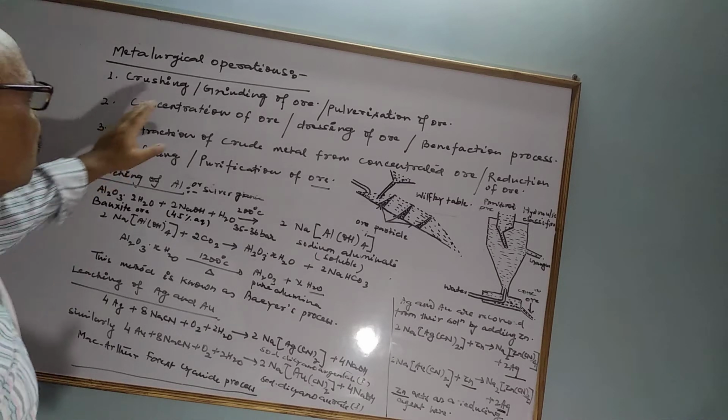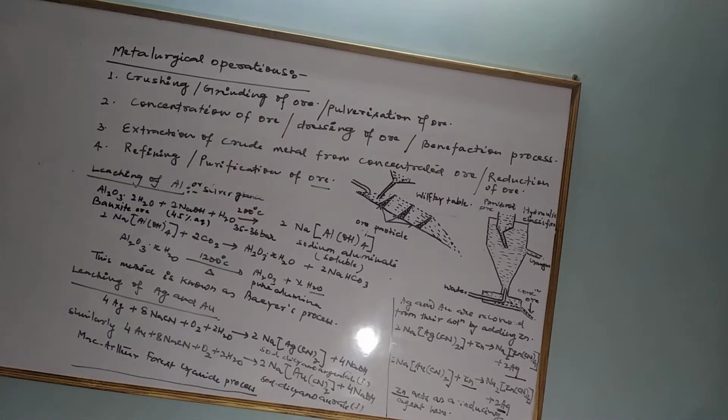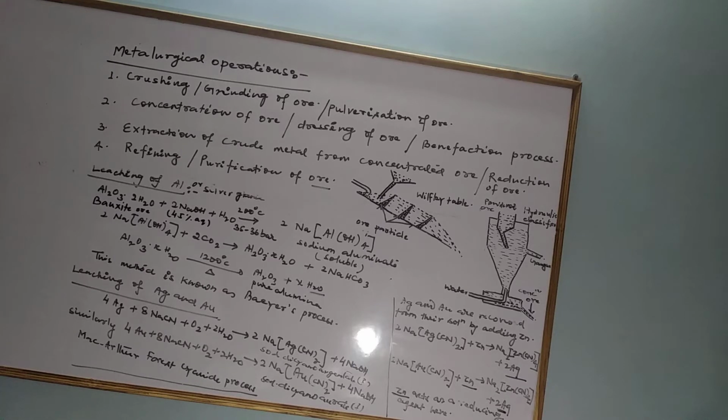So first, crushing and grinding of ore. So students, crushing and grinding of ore is done as follows. The ore usually occurs in nature in the form of big lumps. These lumps are broken into small pieces with the help of a crusher or a grinder. This process is known as crushing of ore.